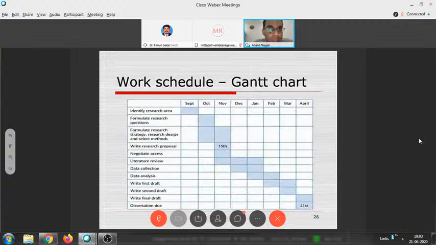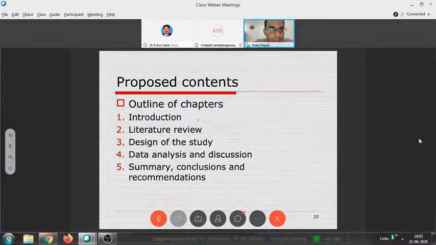And this should be the work schedule, everybody. 90% of people don't write in their proposal what the work schedule is. I always give them the proposal back. Please go and write your schedule first of all. Even in your thesis also, please mention the work schedule with a Gantt chart. So this is the proposed content. You can see the outline of chapters: introduction, then literature review, the design of your study, data analysis, summary, conclusions, and recommendations.